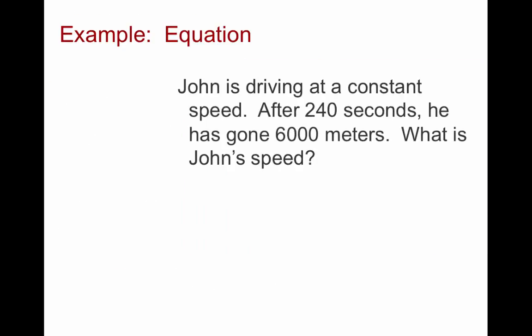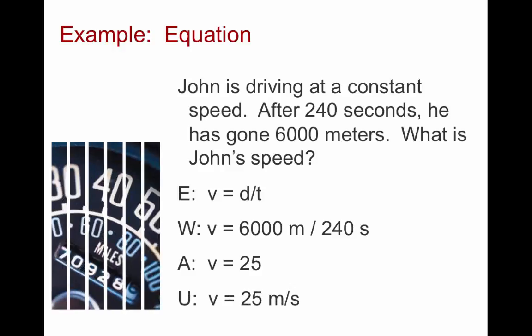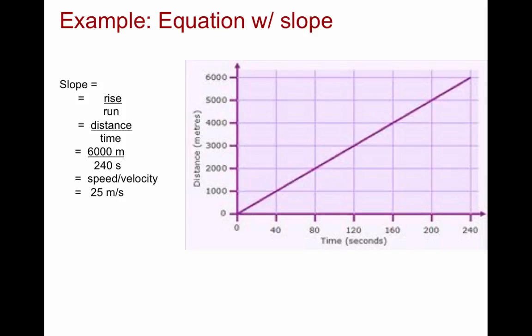Example of the equation. Again, we did these last class. Velocity is distance divided by time. 6,000 divided by 240 should be 25 meters per second. 25 meters per second, okay? And then if you wanted to use your graph instead of the actual equation, you could do the rise over the run, which is distance divided by time, which still gives you 25 meters per second.